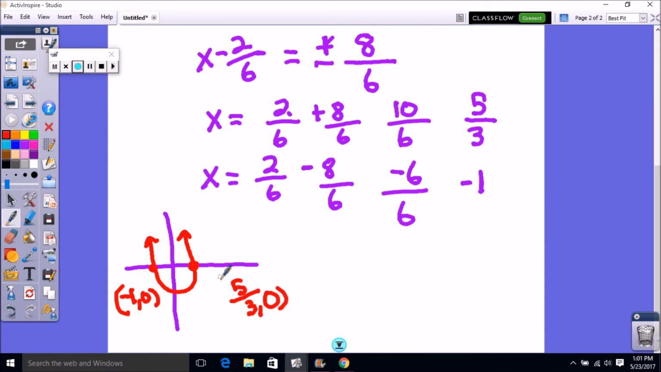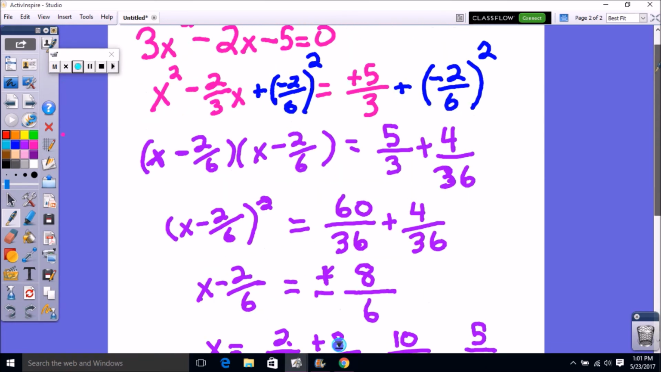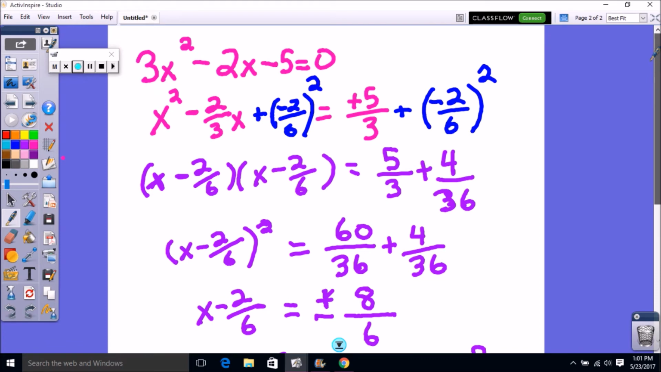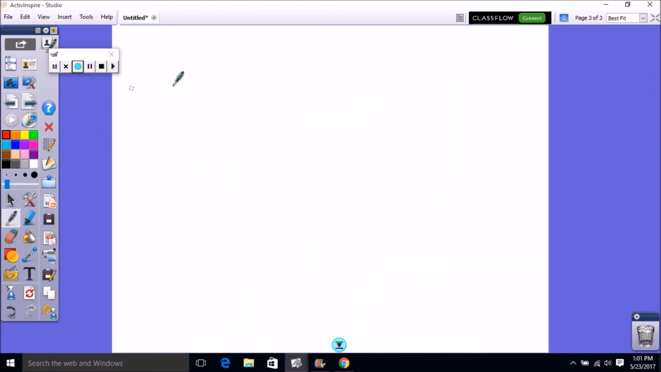Okay, also, the original equation was 3x squared. Remember the original equation for me for a second? Okay, so the original equation was 3x squared. What was it? And the solutions were 5/3 and -1, right?